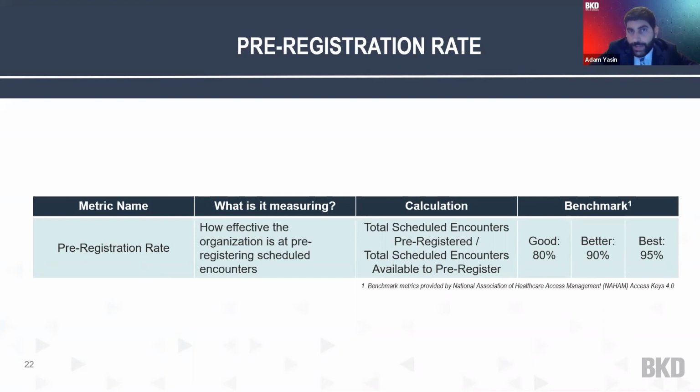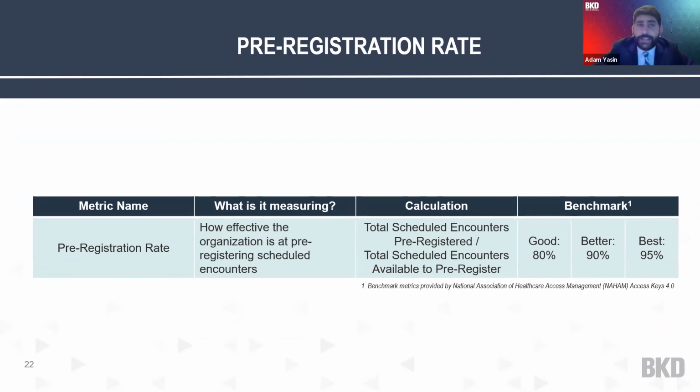And in the hospital outpatient setting, I can tell you there's a lot of opportunity. Most of the organizations we work with are below 80% in this area. So this is really the apex, the leading edge of opportunity for many patient access departments at hospitals across the nation: getting this robust pre-registration function so you can accomplish so much in terms of risk mitigation and price estimation. So again, just to round out the benchmarks here from NAHAM, 80% for good, 90% for better, and 95% for best.